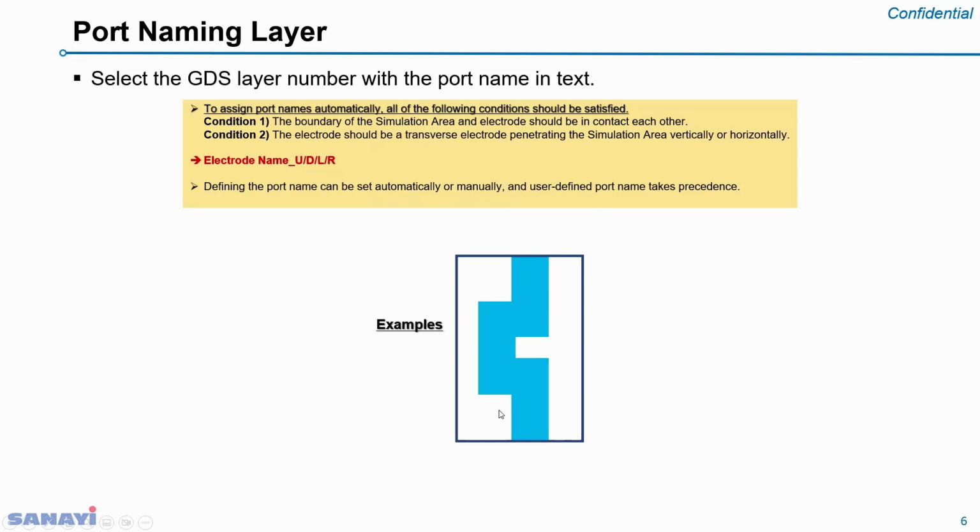And here is an example. In this case, port names are not defined by the user, and it satisfies conditions 1 and 2. Therefore, the port names EU and ED are automatically assigned by the rule. The rule is that the electrode name is followed by U, D, L, or R. It means up, down, left, and right.